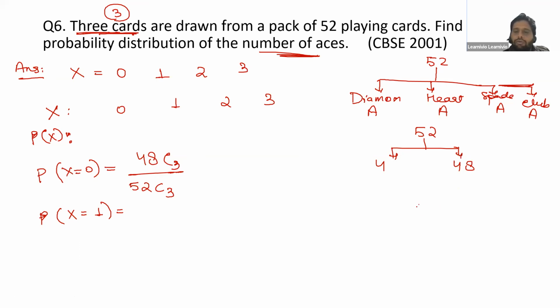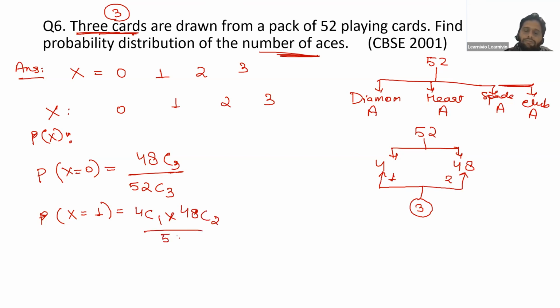Okay, now X is equal to 1. X is equal to 1 means you will have 1 ace. So what will happen? When you are drawing 3 cards, 1 card you will draw from the aces and the remaining cards you will draw from the rest. So that means 4C1 into 48C2, by 52C3. Is it clear, Abdur and Umair?